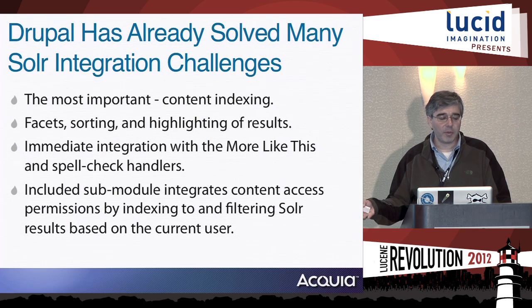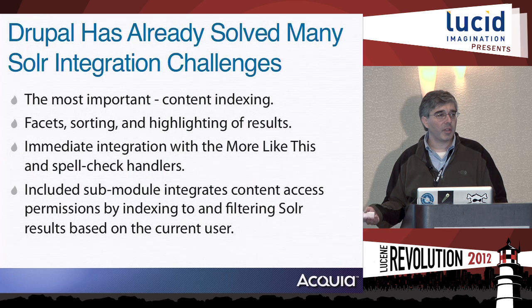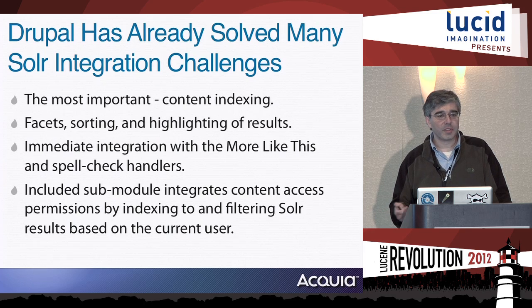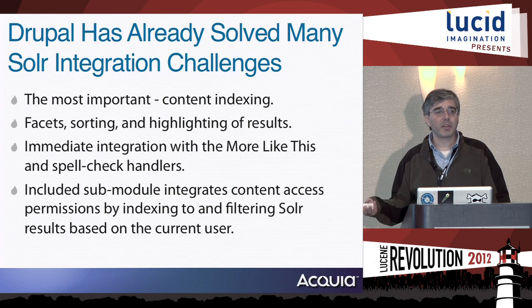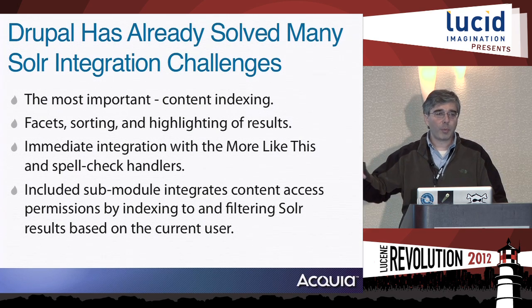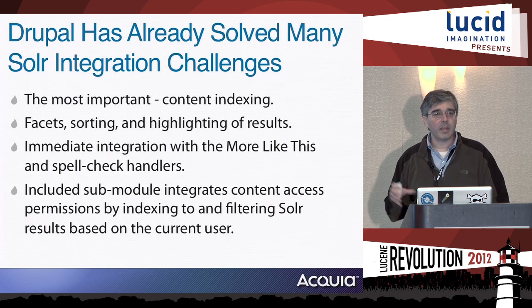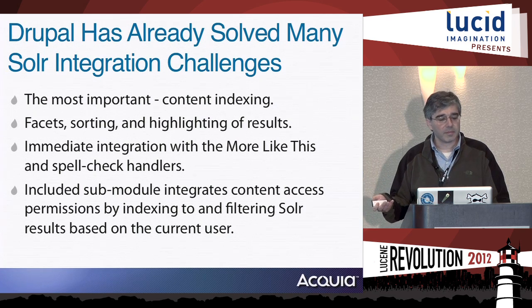I've already shown you that you can get faceting out of the box. There's also a sorting you can enable. So if you want to sort by date, by author name, or by the title, all those things are available easily. Also the highlighting of the content. Again, these are all features built into Solr, but Drupal already has the integration to understand the results of Solr and present it in a sane way to your users.